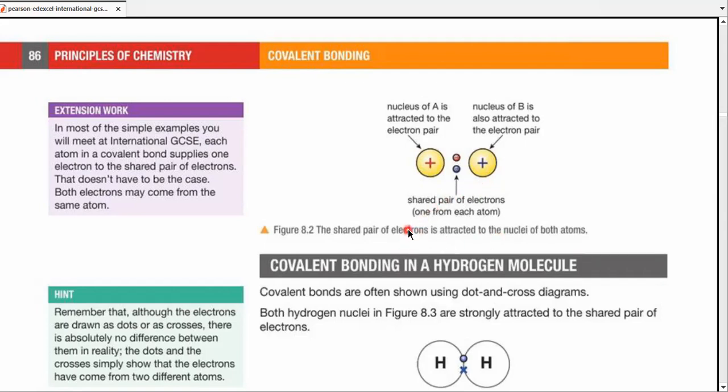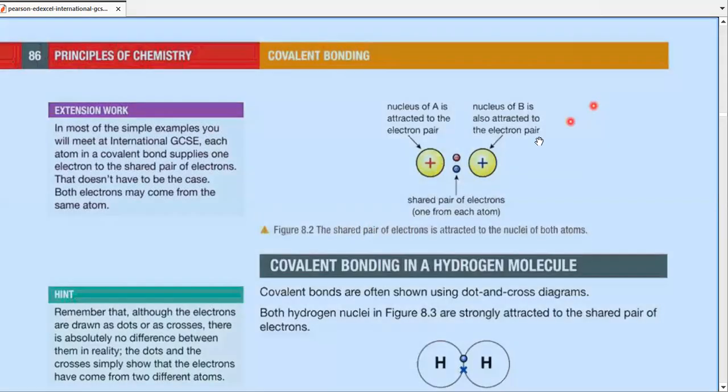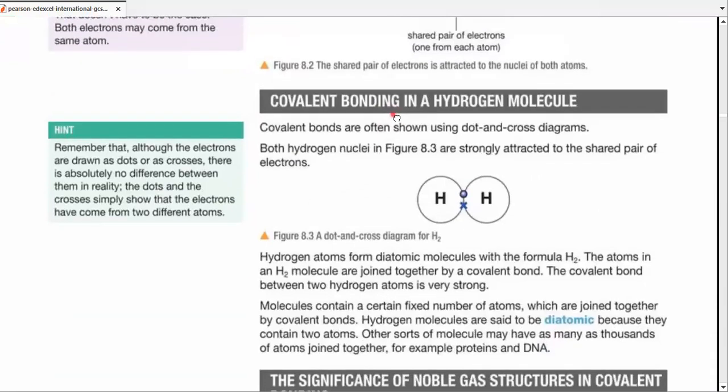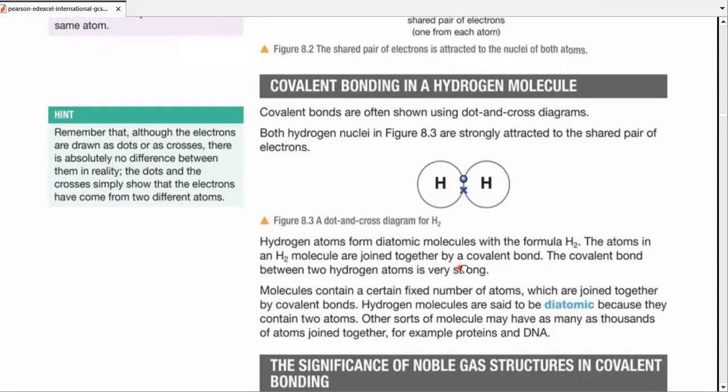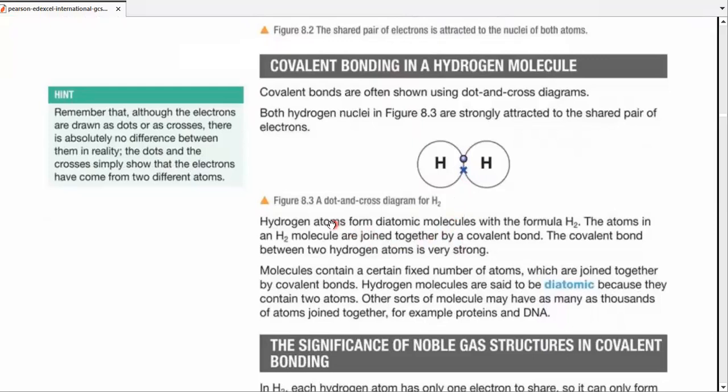So let's discuss a few examples in order to make it easy. Covalent bonding in a hydrogen molecule. Covalent bonding is also shown with the help of dot and cross diagrams, but this time we're not going to lose an electron from one atom and gain it in the other. Instead, we're going to share electrons. And what we are going to do is draw circles sharing those electrons, which are going to overlap one another in order to show the sharing.